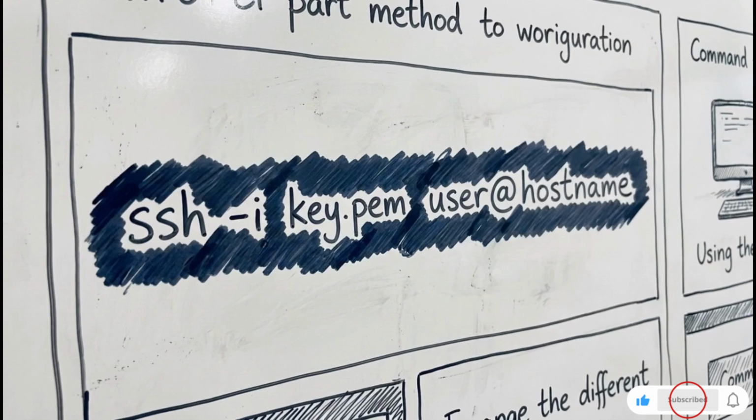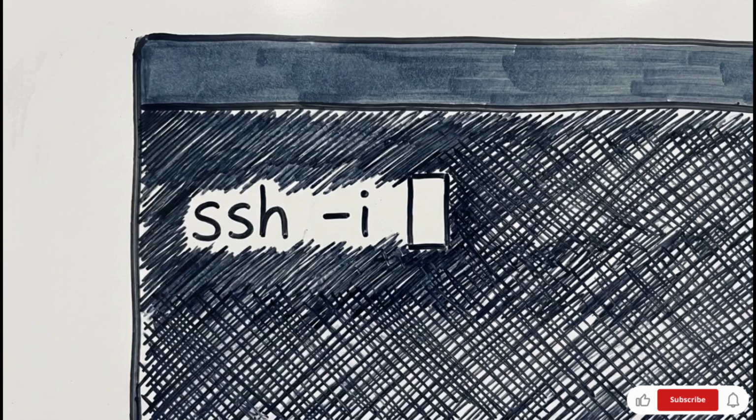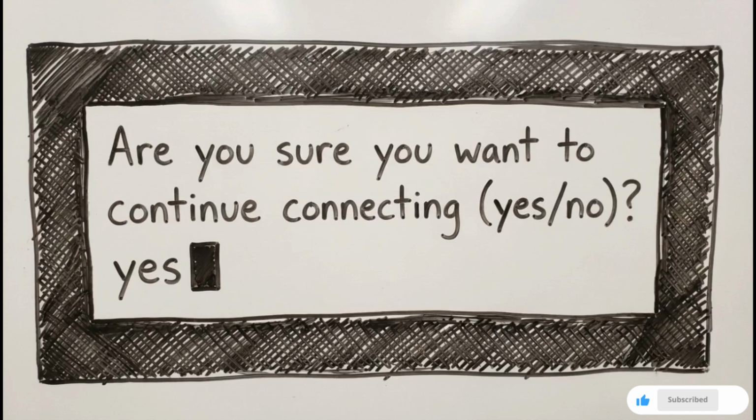Look back at the AWS instructions. At the very bottom, there is a full SSH command. Copy that entire line, paste it into your local terminal, and hit enter. Your terminal will pause and ask, "Are you sure you want to continue connecting?" Type out the full word "yes" and hit enter.